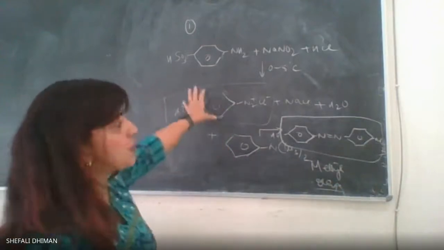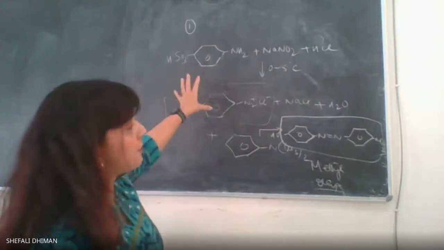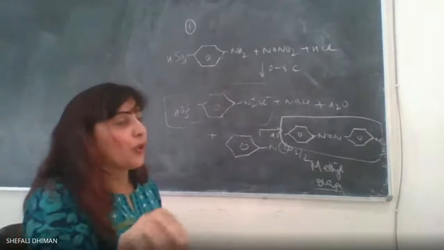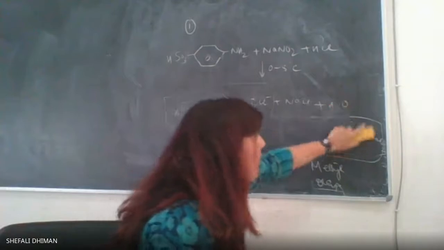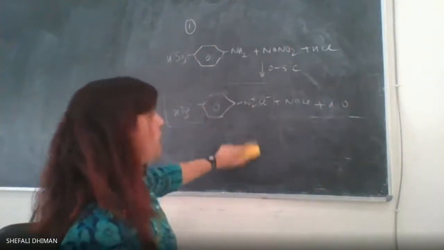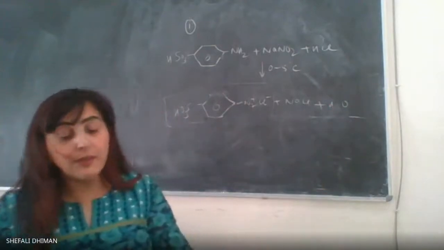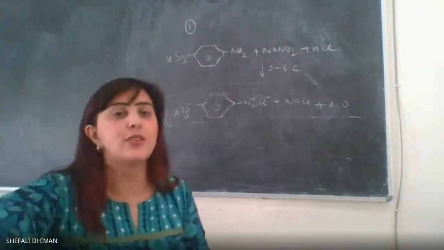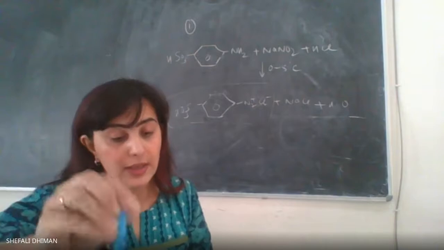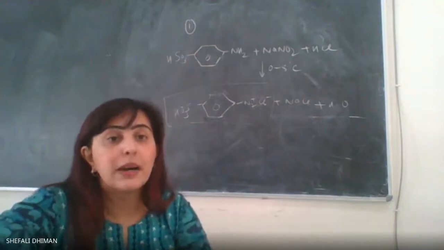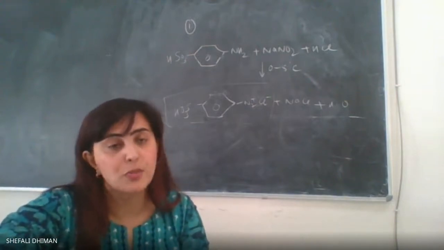So the first step is the most crucial step. If the first step does not happen, then automatically your dye will not form, because the second step is just the coupling reaction. So it is very important that you do the diazonium preparation correctly, because if the diazonium salt is not formed, the product, which is methyl orange, would not be formed.